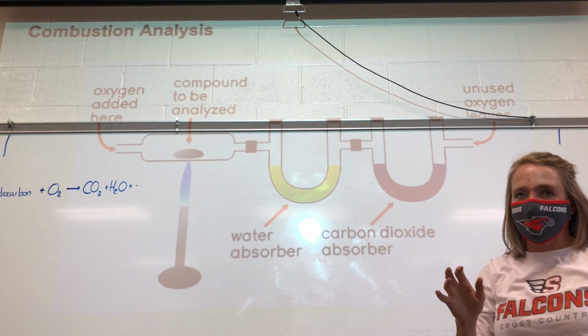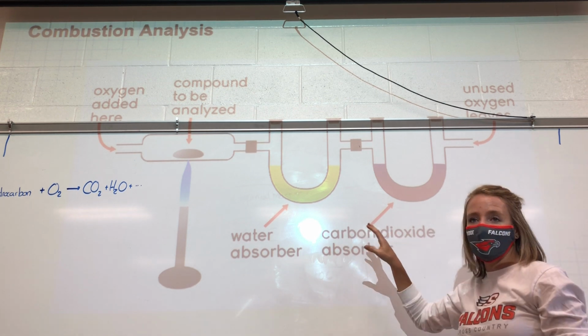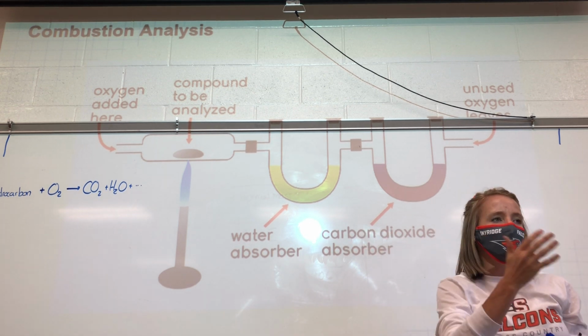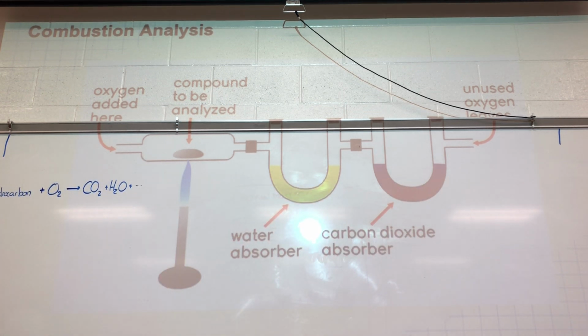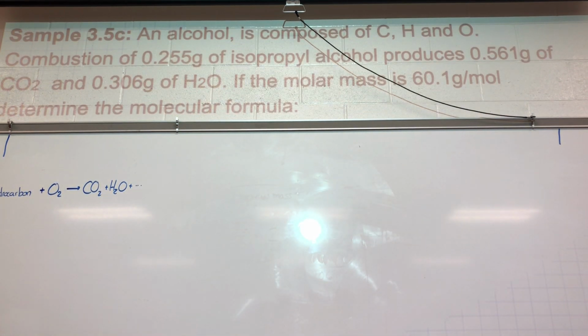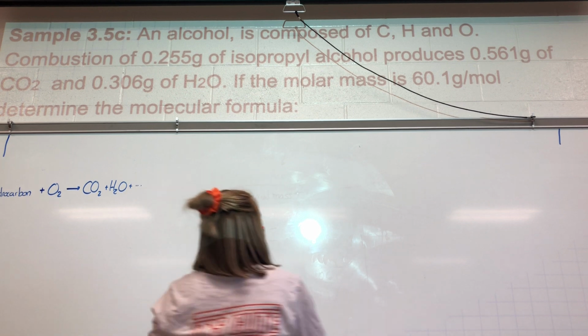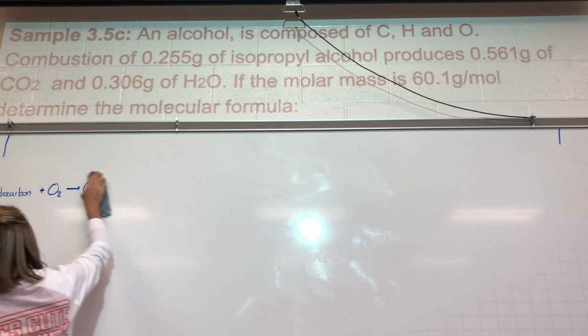From this data, we can then determine, just like we did before, the empirical formula and then eventually the molecular formula of the substance. The data just looks a little different. So here's an example of a problem dealing with combustion analysis. We have an alcohol, which is composed of carbon, hydrogen, oxygen.